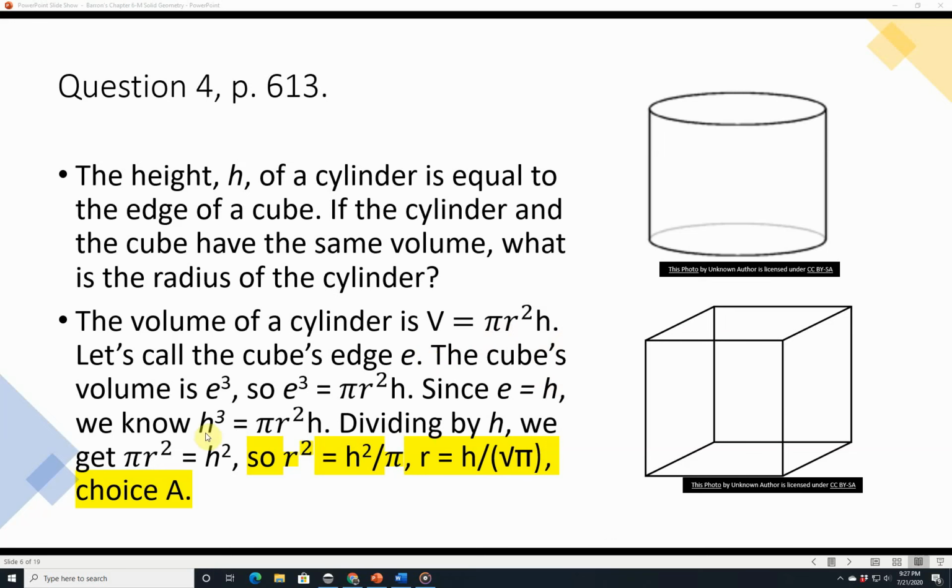Since E is equal to h, we know that h cubed is equal to pi r squared h. Dividing by h, we get pi r squared is equal to h squared. So then r squared is equal to h squared over pi, and r is going to be equal to h over the square root of pi. So r squared is equal to h squared over pi. We just take the square root of each side here. So you end up with r is equal to h over the square root of pi, which is choice A. Question 5.